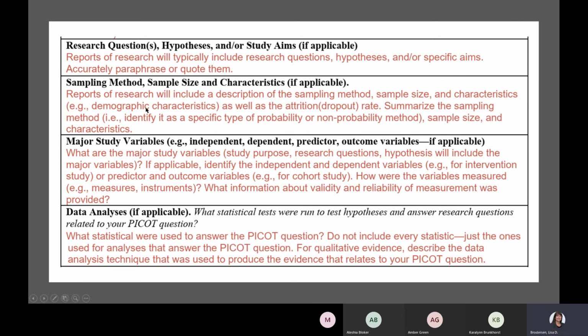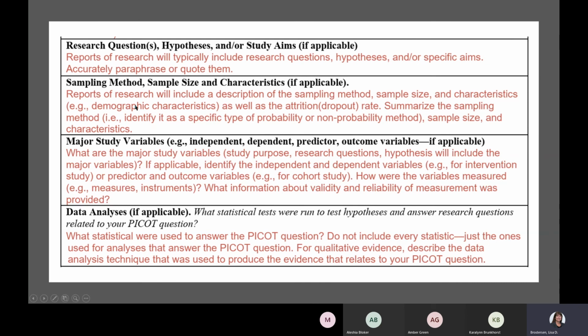Think about your reader. And then the next section, the sampling method, sample size, and characteristics. This is just going to be applicable to reports of research. So you may not have anything written in here if the source is not a report of a study. If it's a report of a systematic review, then the sampling method refers to how the authors went about finding and selecting the studies that were included in the review, the number of studies that were included, and the inclusion-exclusion criteria would specify the characteristics.